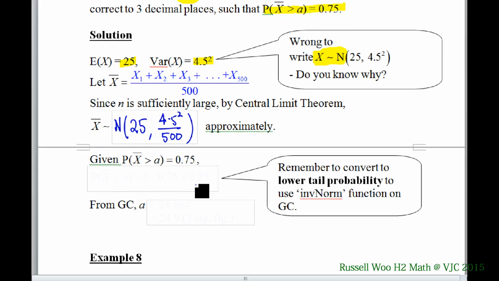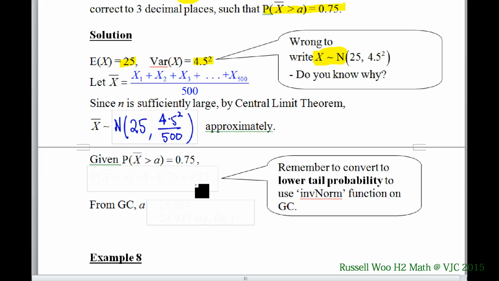Now, you know mean, you know variance. Actually, the only unknown is A. Do you need to standardize? No need to standardize. As long as you know these two, if you get something like that, you don't need to standardize.